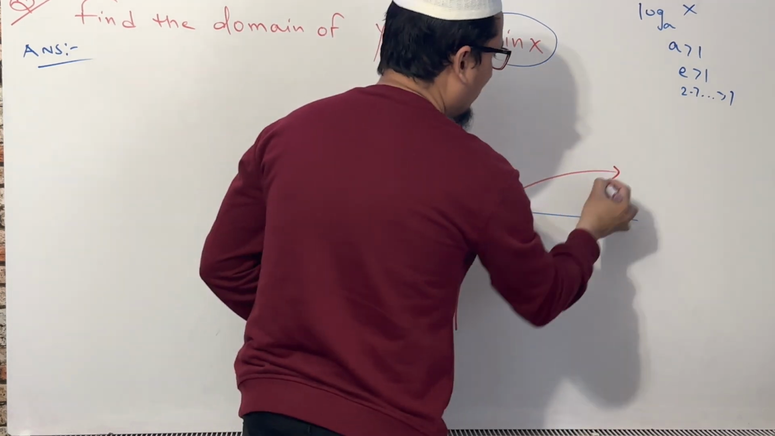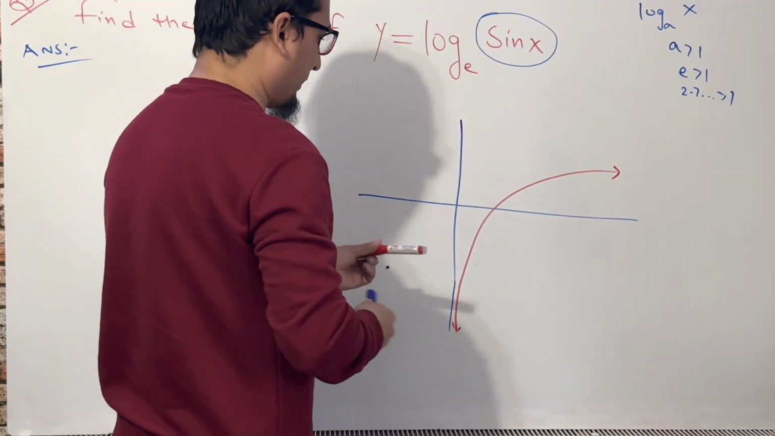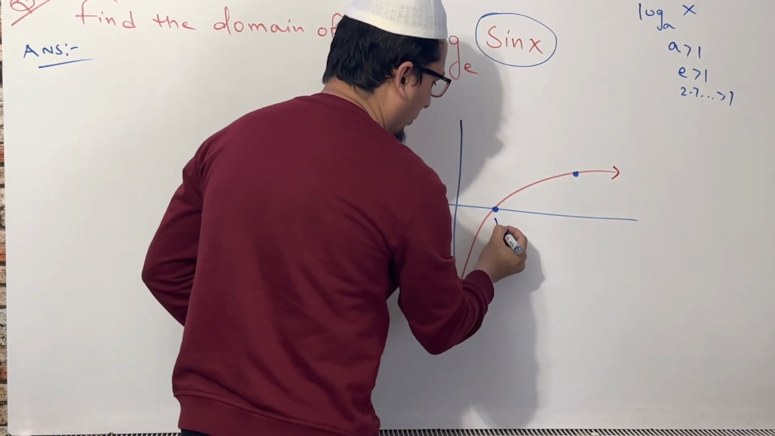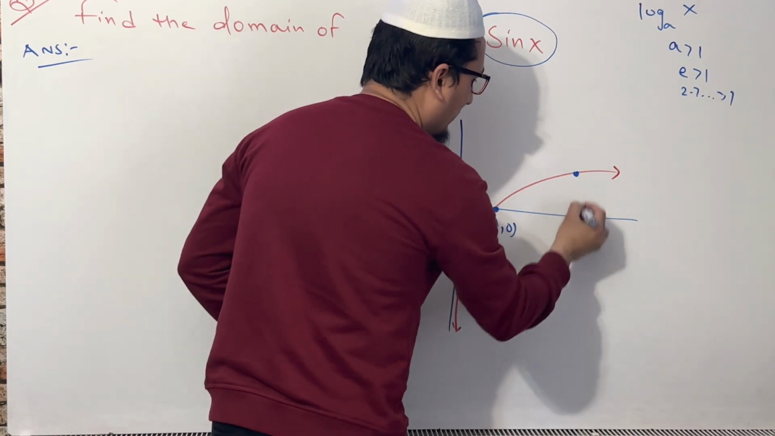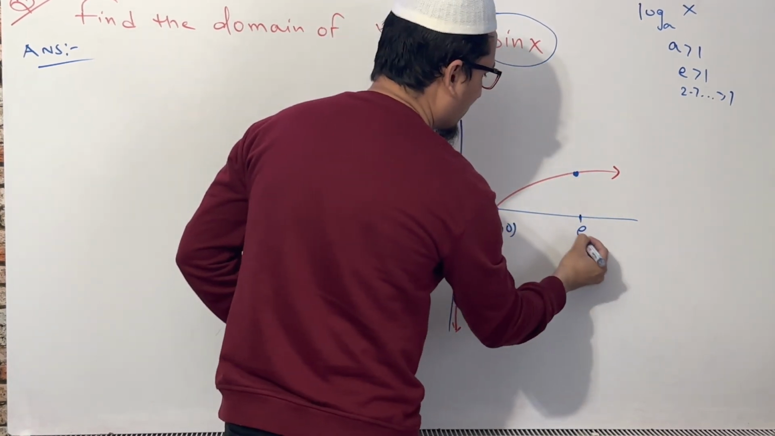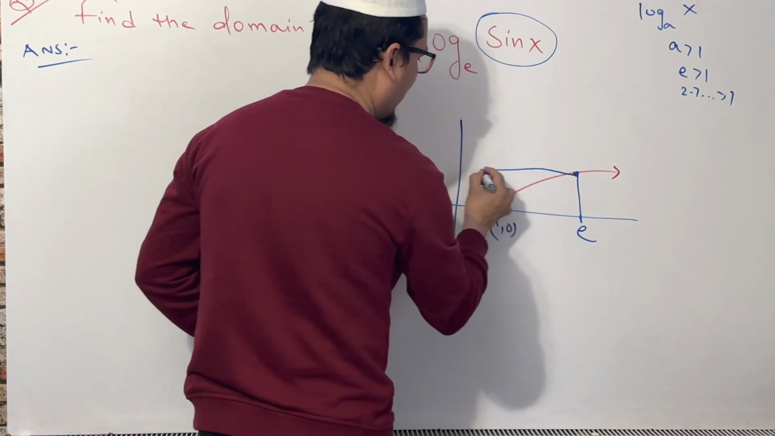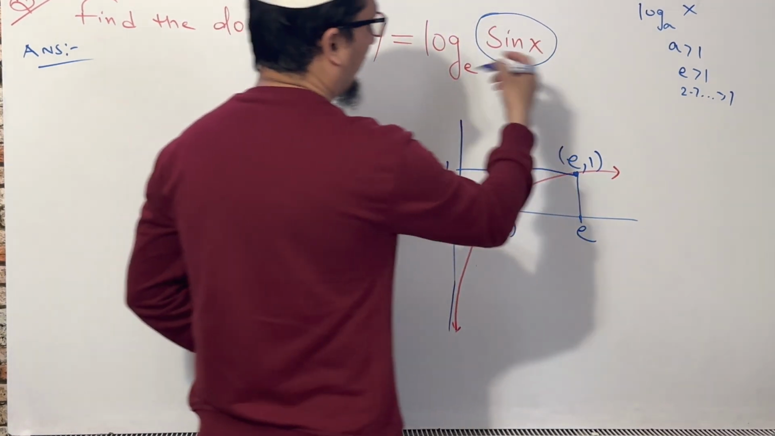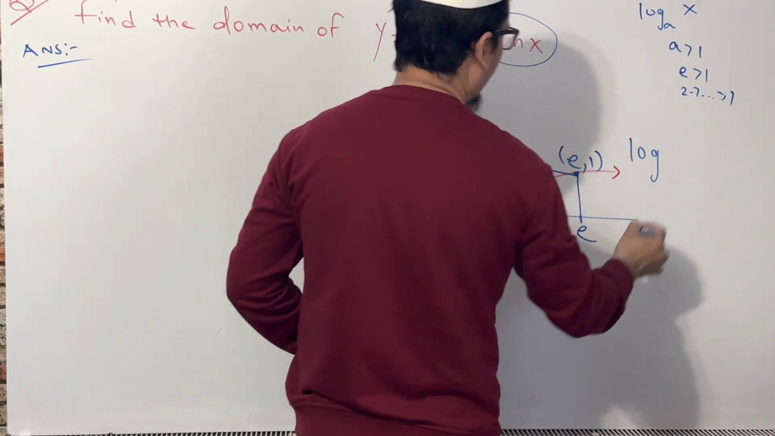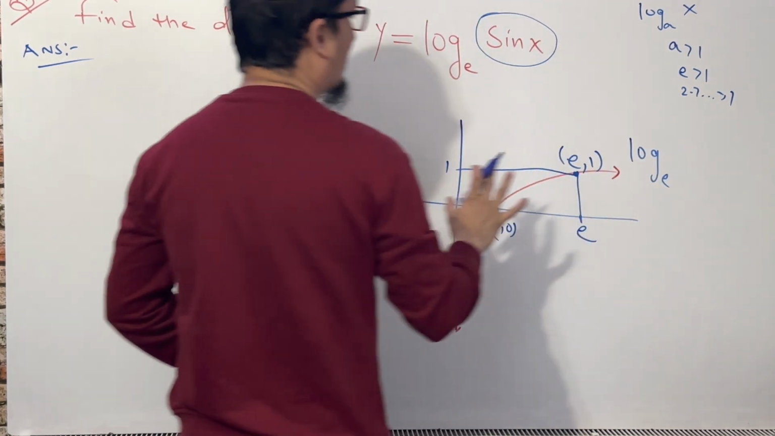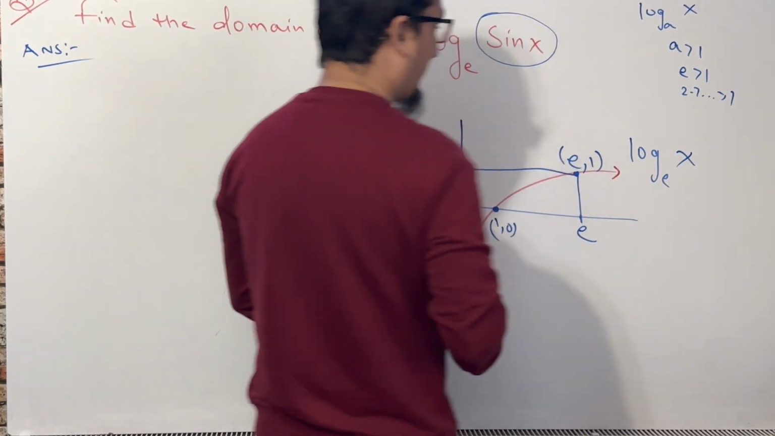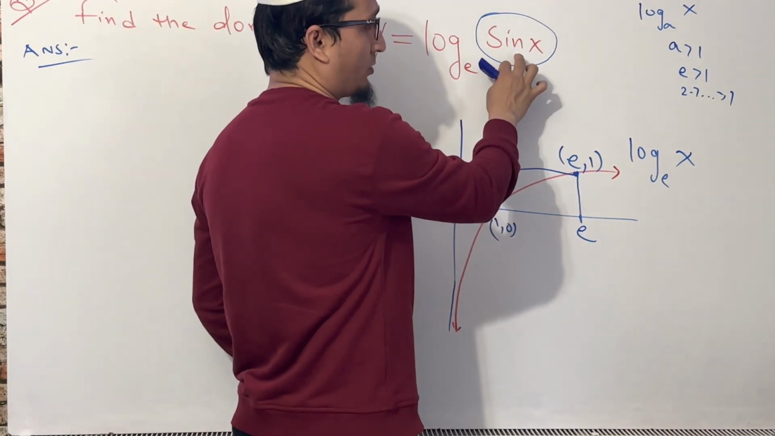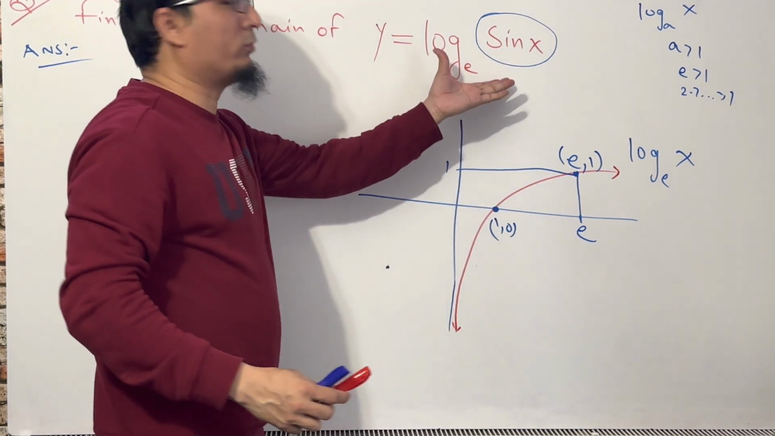And I told you two points here. The first point is this one, and the second point is here. What is this point? 1, 0. And the second, what is the base here? e. So you can say this is e. So when x becomes e, y becomes 1. So this is the graph of log e x. Now, actually this is not x, this is sin x, right? Okay, no problem, we will solve this question.